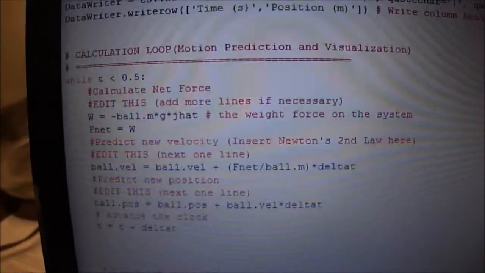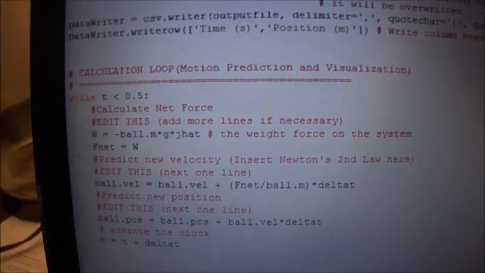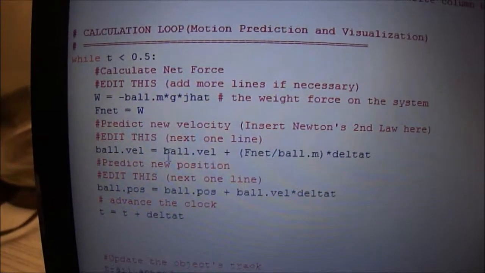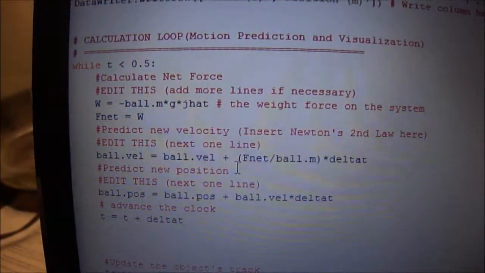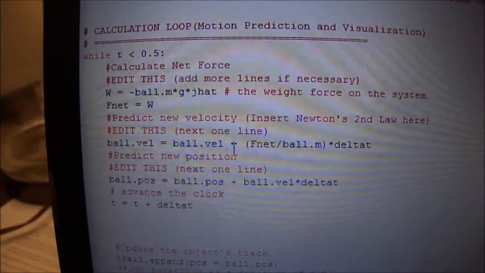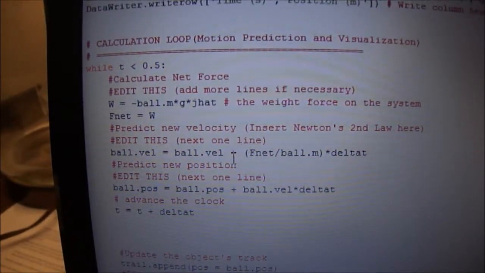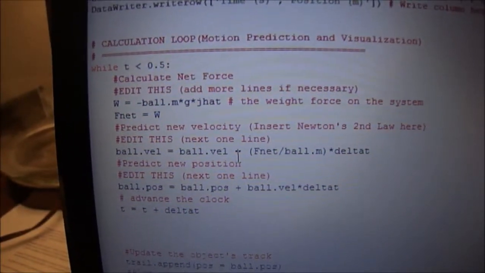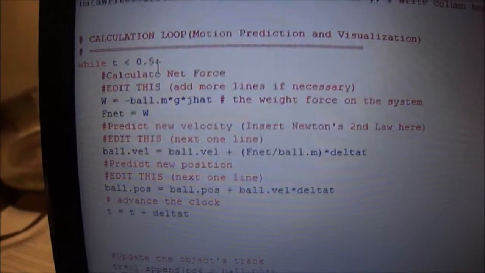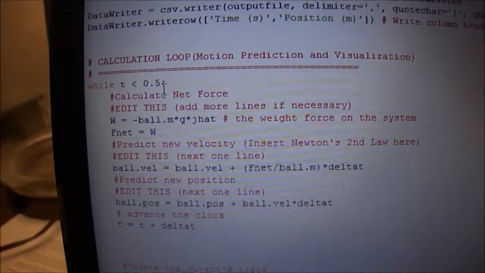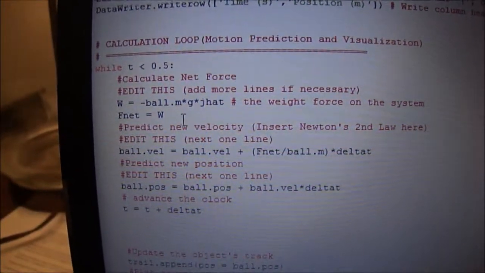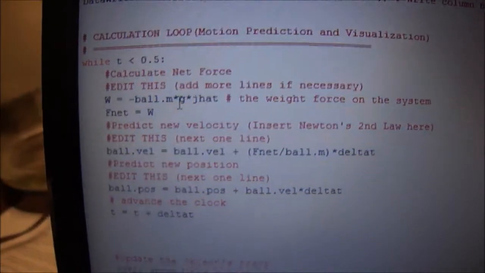Next, we look at our calculation loop, and this is where we do the motion prediction. We use Newton's second law, and a lot of this we have used in our last lab, where we basically use velocity predictions to update the positions. We use t less than 0.5, and that's consistent with the time of our video. And the most important thing that we're going to include in this part is the weight force as part of our net force.